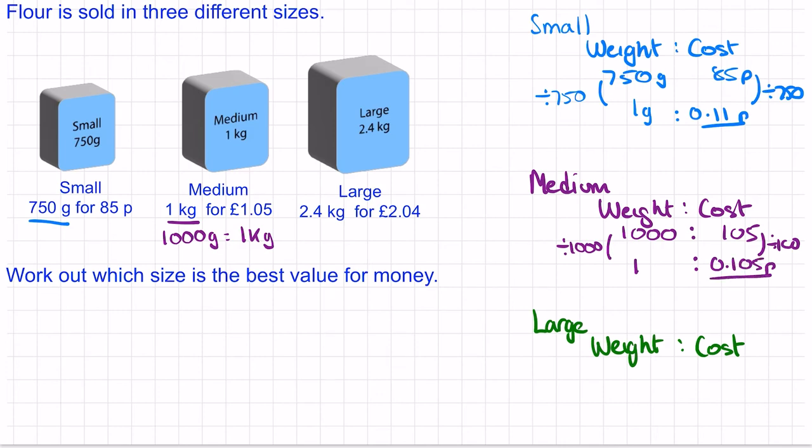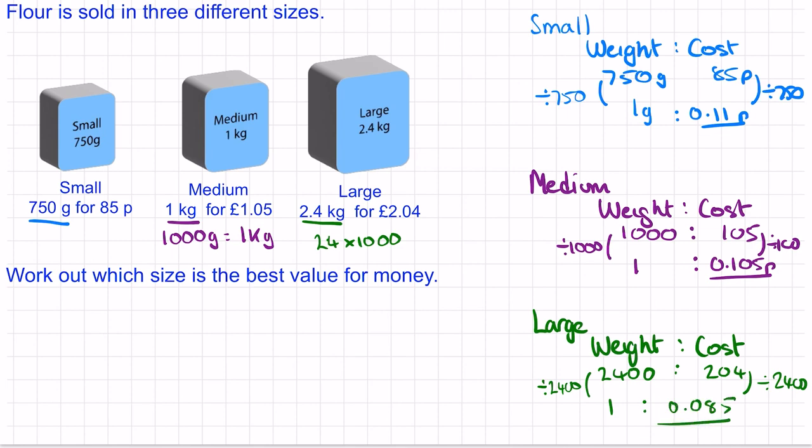And finally, for the large, we'll convert this into grams, which will give us 2.4 times 1,000, which is 2,400, at a cost of 204 pence. We'll divide this by itself. We'll do the same to the other side. So the cost of 1 gram will be 0.085. So we can see that the larger pack has a better value.